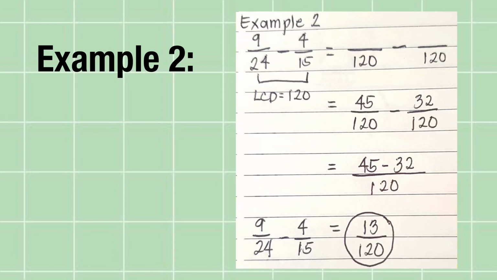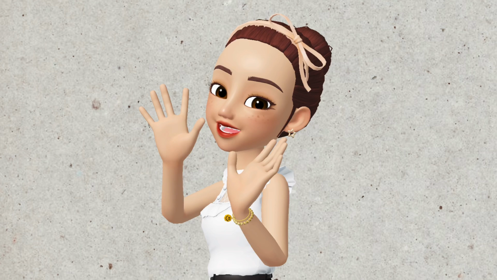Then, let's subtract the numerators. 45 minus 32 equals 13. Then copy the denominator of 120. Therefore, 9/24 minus 4/15 equals 13 over 120. Seems easy now, my Sinag babies?